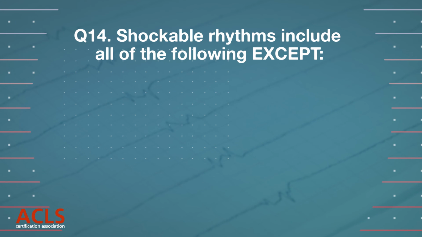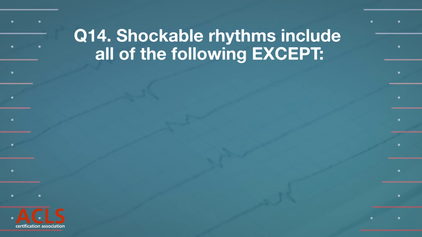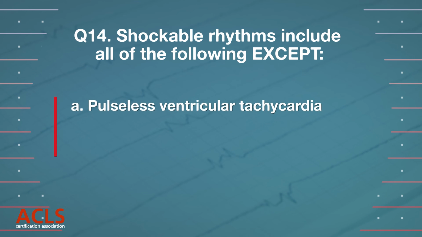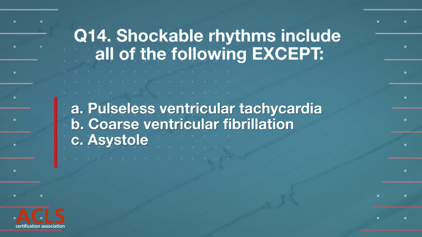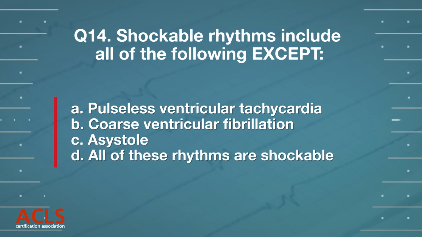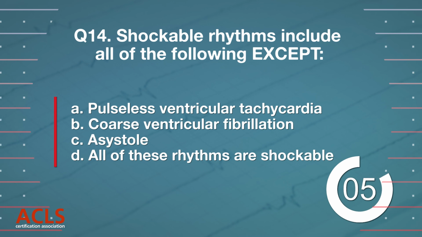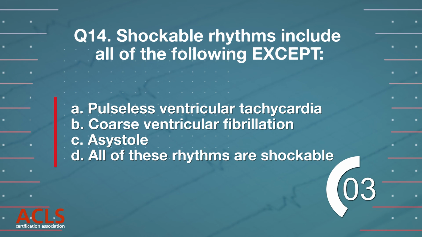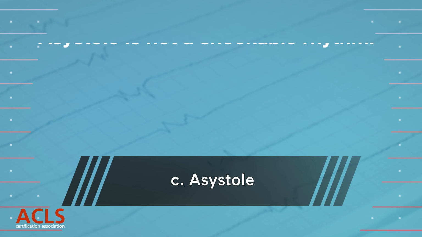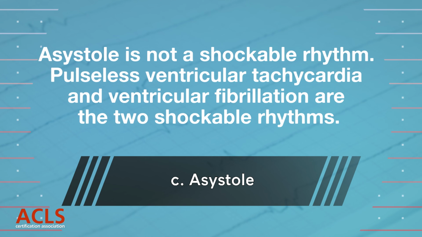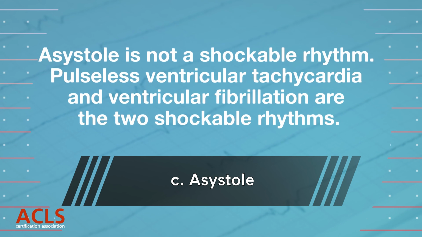14. Shockable rhythms include all of the following except: A. Pulseless ventricular tachycardia. B. Coarse ventricular fibrillation. C. Asystole. D. All of these rhythms are shockable. Correct answer, C. Asystole is not a shockable rhythm. Pulseless ventricular tachycardia and ventricular fibrillation are the 2 shockable rhythms.